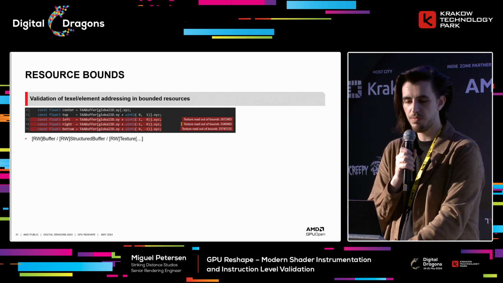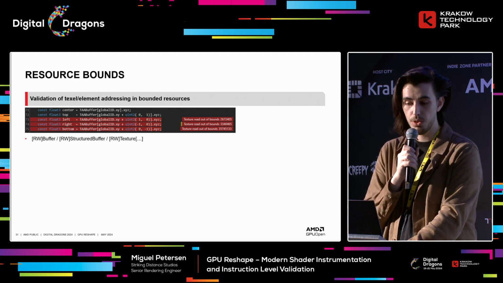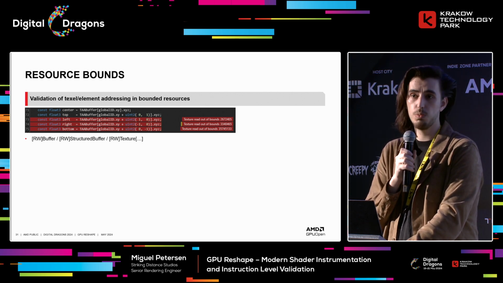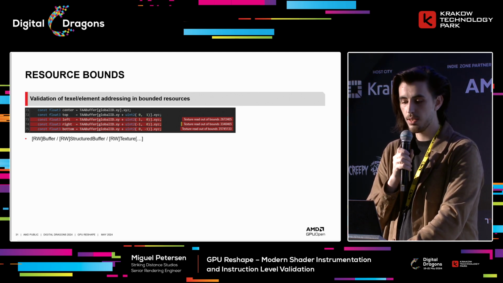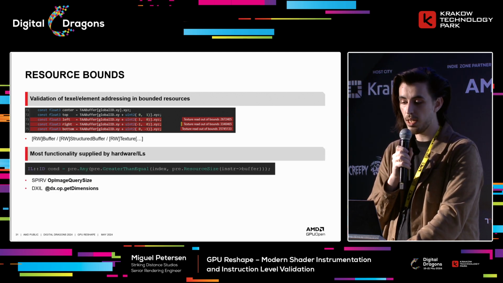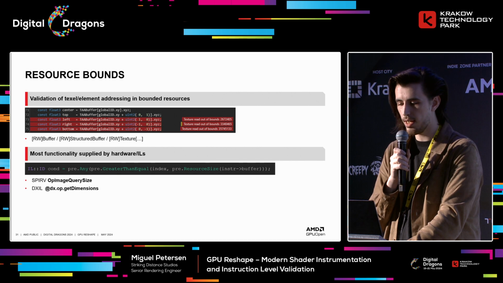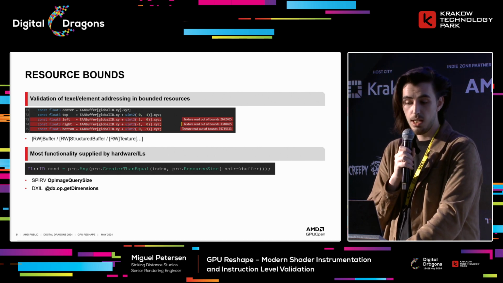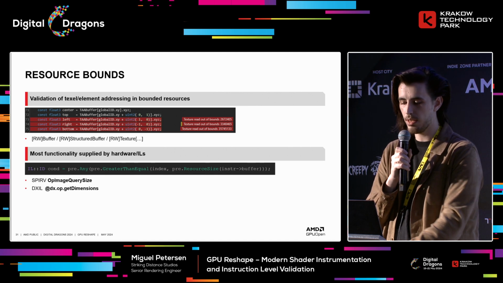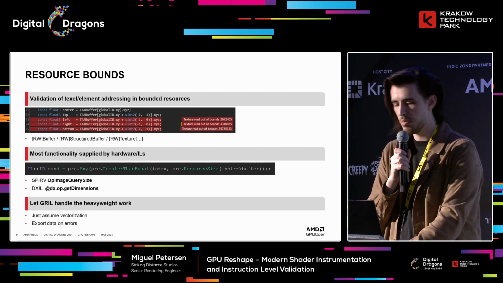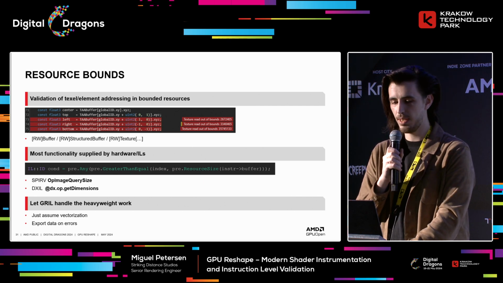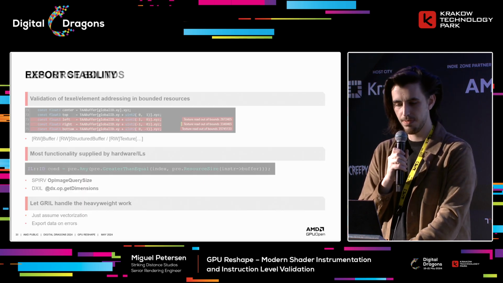So let's talk about validation, and specifically let's talk about resource bounds. It's the validation that any texel or element addressing is within bounds of a particular descriptor. This applies to buffers, structured buffers, and textures. Luckily, hardware supplies most of the functionality. We just query the resource dimensions in shader, and if any index is larger than its given size, we have an error, and then we export all the relevant data. Now, other than a bunch of basic block handling and tedious work, this is really the bulk of it, right? This is the secret stuff.